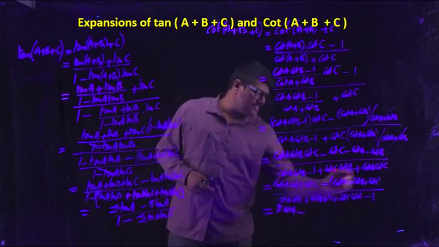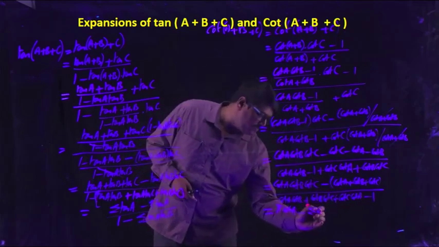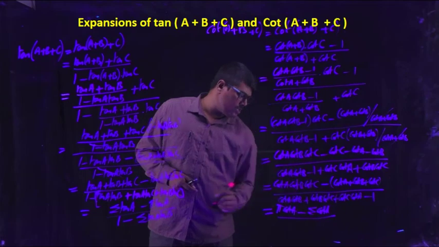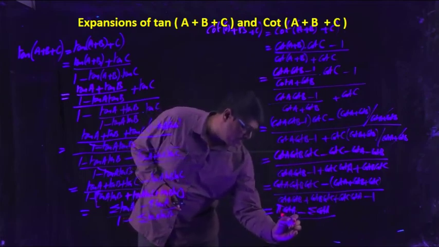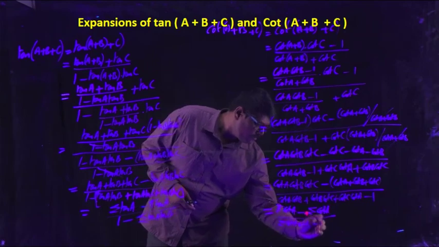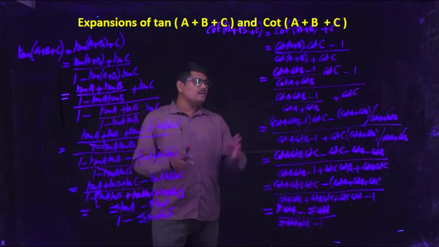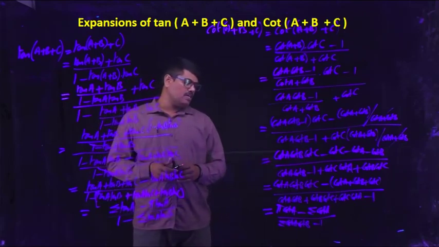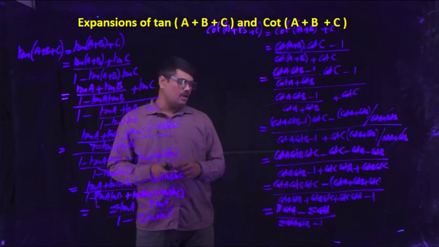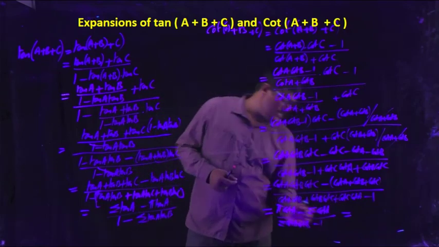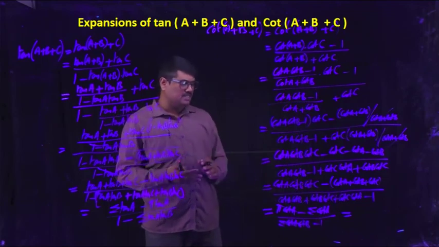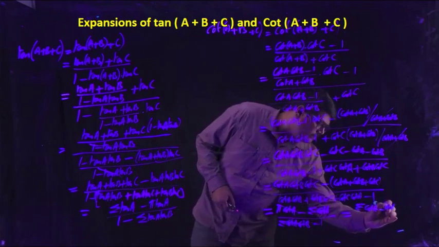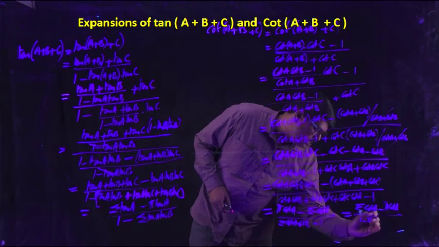Now you can use short notations: cot A cot B cot C is the product cot A, minus cot A plus cot B plus cot C, that is sigma cot A, by cot A cot B plus cot B cot C plus cot C cot A, write that as sigma cot A cot B, minus 1. So you can remember cot of A plus B plus C like product cot A minus sigma cot A by sigma cot A cot B minus 1, or separating minus and cancelling minus on both numerator and denominator, you can remember it like this: sigma cot A minus product cot A by 1 minus sigma cot A cot B.